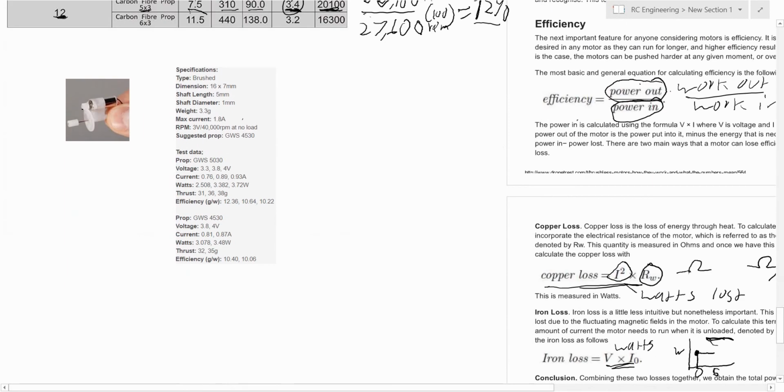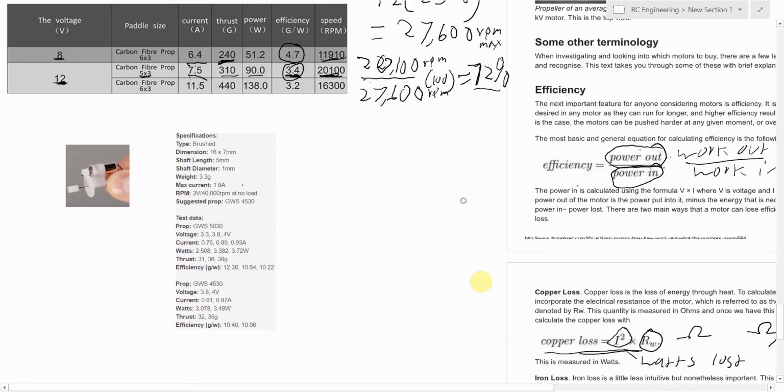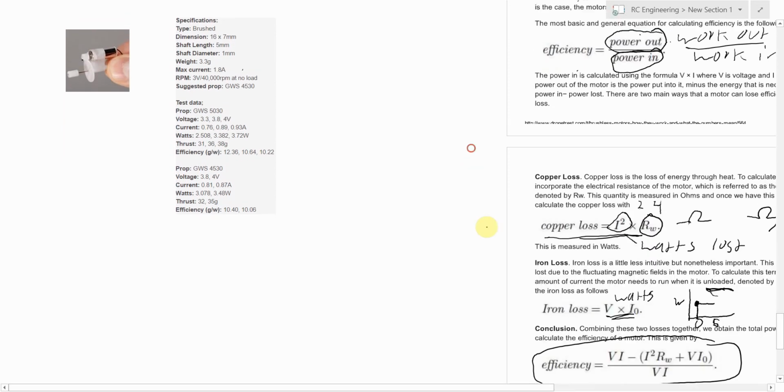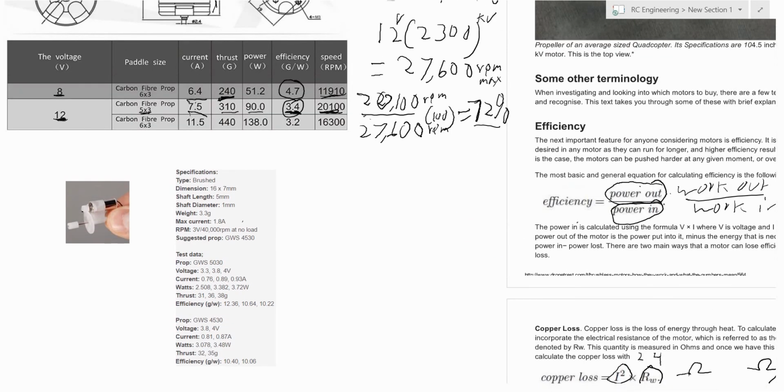Reason being is from this copper loss. We are starting to pull more and more amps. So as you double your current, your inefficiency increases by 4 times, as this is squared. 2 squared is equal to 4. So we want to pull as little current as possible. So the more current we pull, the more our efficiency drops.